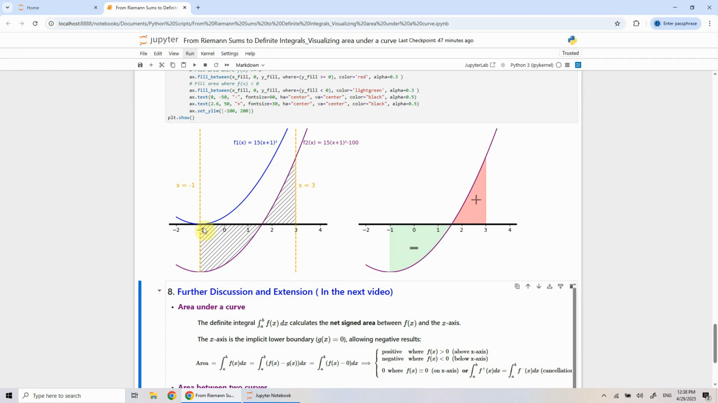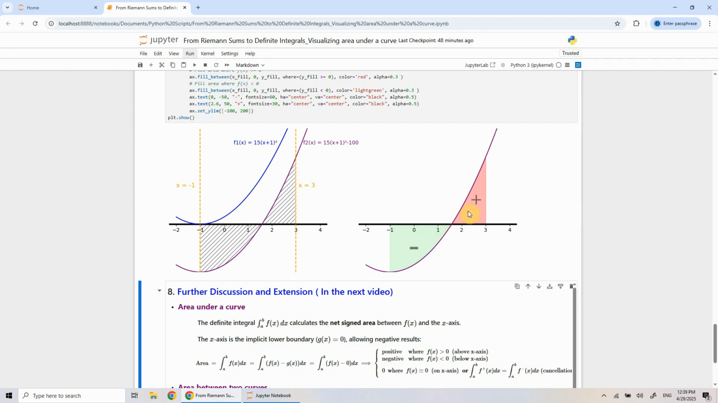Over the interval -1 to 3, there are two shaded regions between the curve and the x-axis. The red area above the x-axis represents a positive value. The green one below has a negative value. The total net area can be positive, negative, or 0, depending on their sizes.